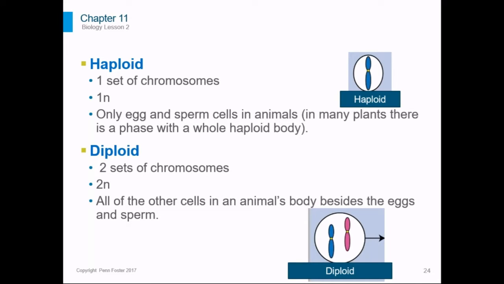Diploid means 2 sets of chromosomes. Diploid cells are called 2N, and they are all of the other cells in an animal's body. Everything that isn't egg and sperm is a diploid cell.